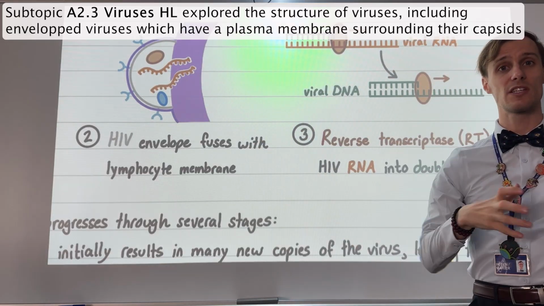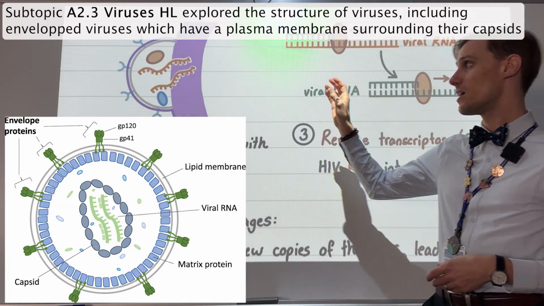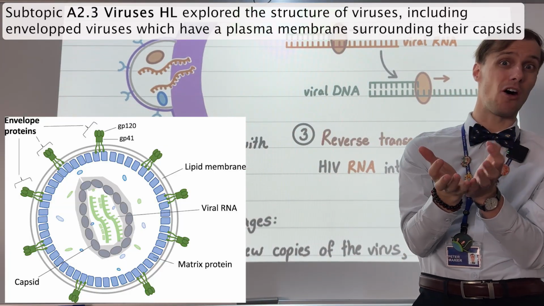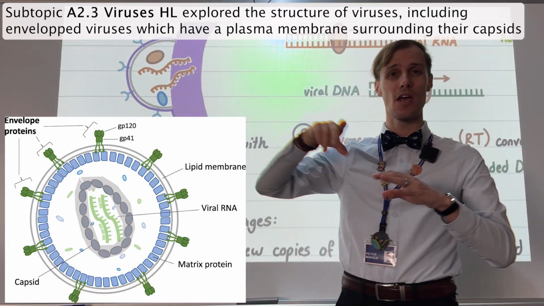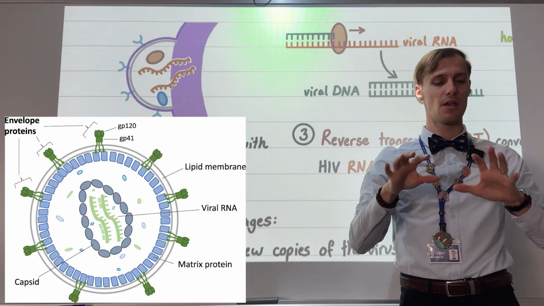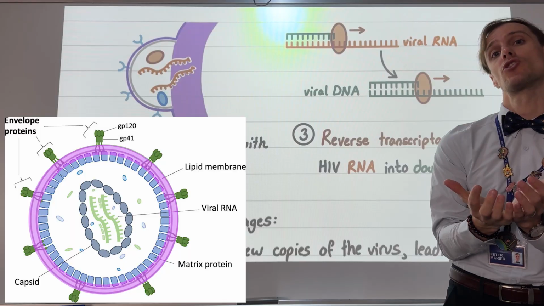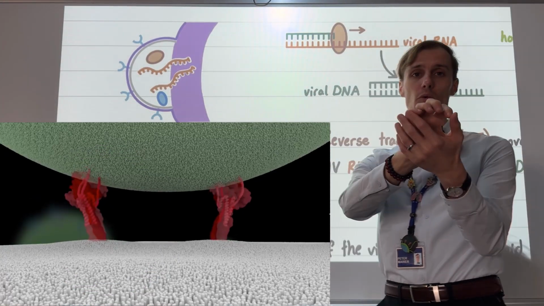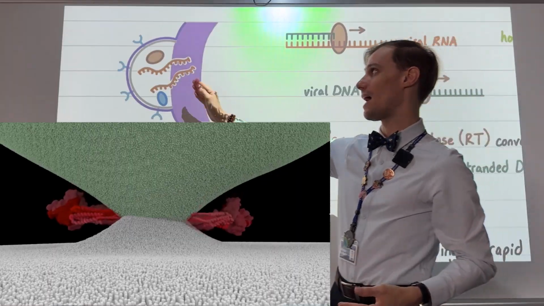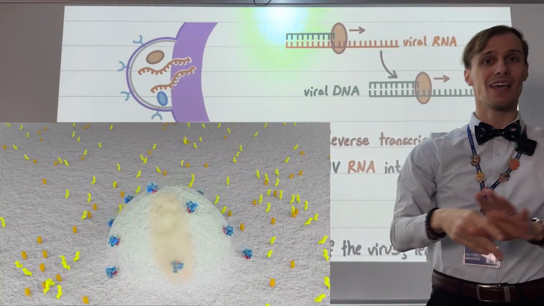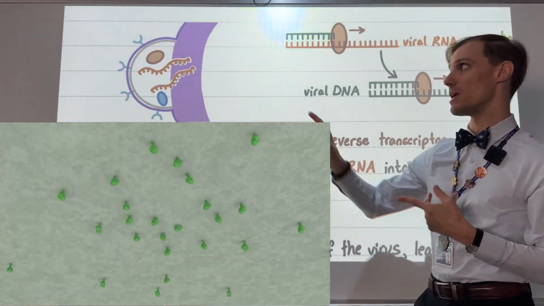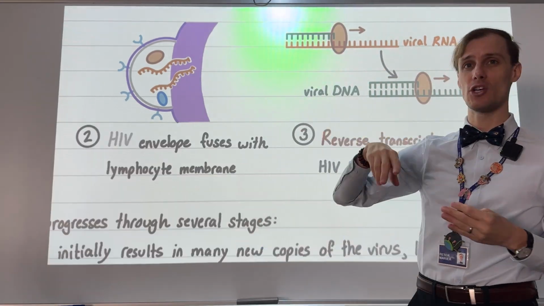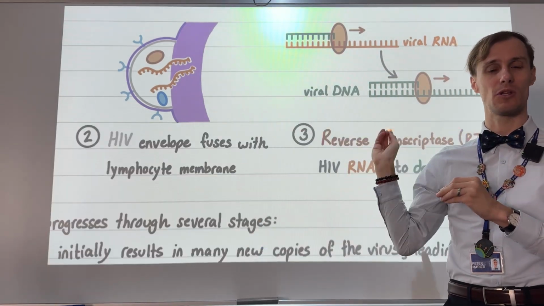HL students, we've explored in the virus subtopic that an HIV virus, in addition to having a protein capsid surrounding it, like all viruses do, here shown in gray, is also what's called an enveloped virus, meaning that it has a plasma membrane surrounding its shell as well. This is what allows it to fuse with the host cell and inject its contents. In this case, its contents are going to be RNA because it's an RNA virus, and it's also going to inject some key enzymes that we'll explore.